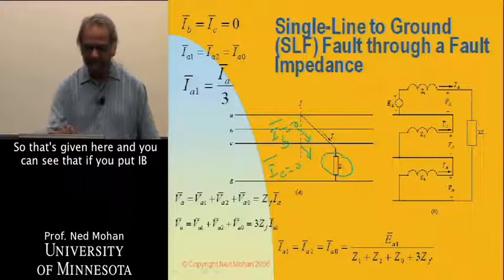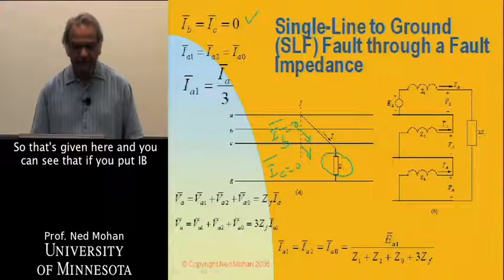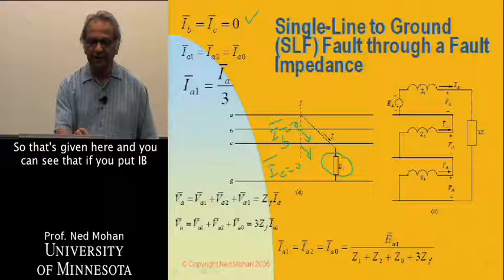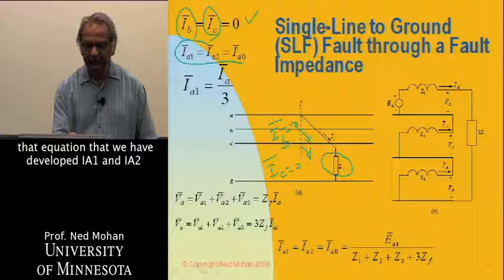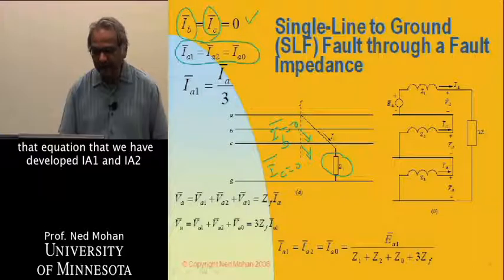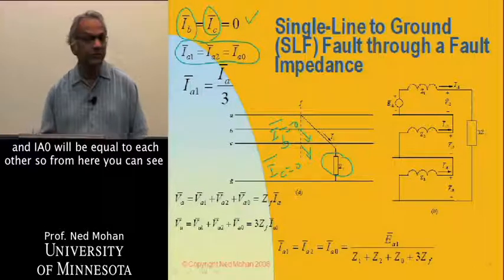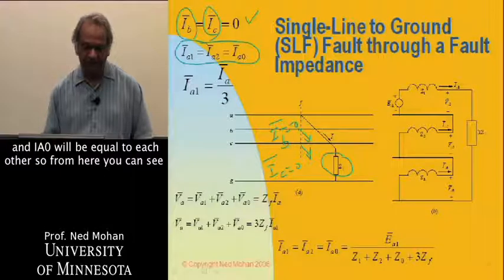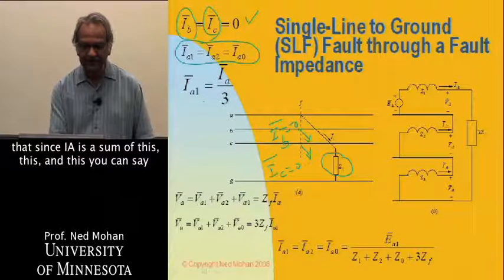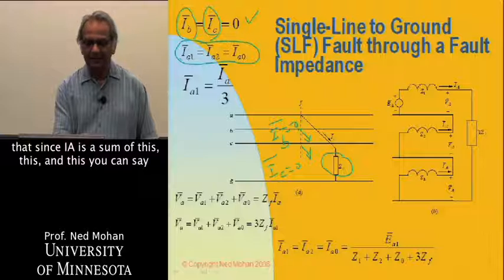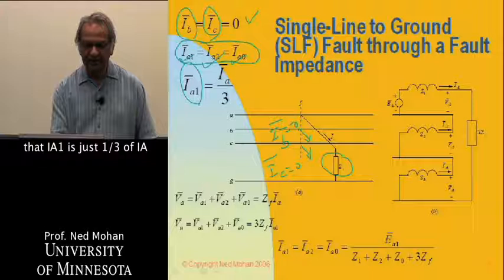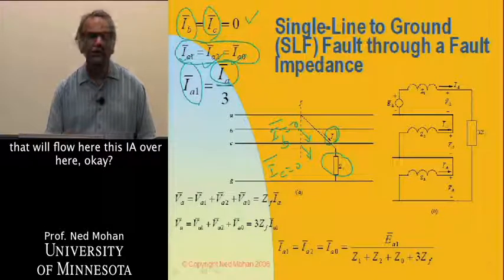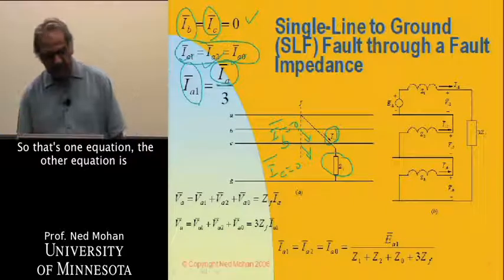So that's given here. And you can see that if you put IB and IC both 0, then in that equation that we have developed, IA1, IA2 and IA0 will be equal to each other. So from here you can see that since IA is the sum of these three, IA1 is just 1/3 of IA, the IA that will flow over here. So that's one equation.